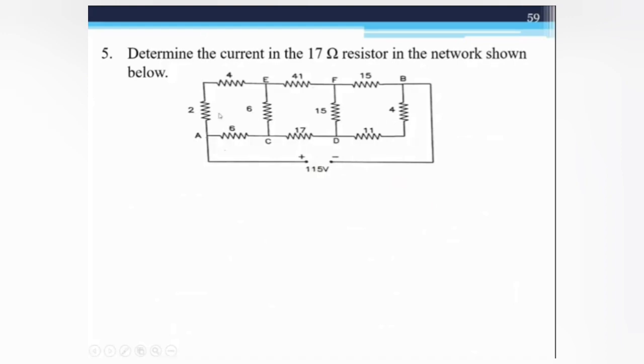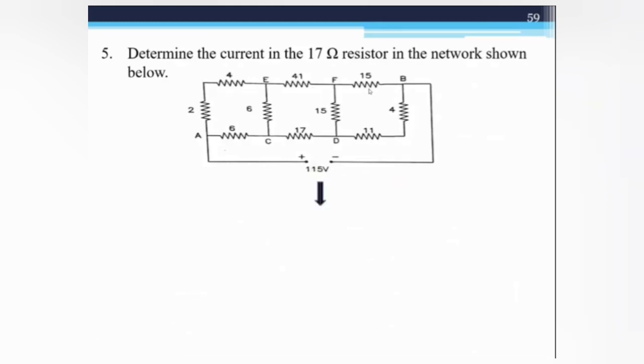Similarly, the resistance between A and E, because 4 ohm and 2 ohm are connected in series, the equivalent of that is 6 ohm. So we replace this one by 6 and this is 15. After replacing that, the A, E, C is in delta form. Similarly, D, F and B are also in delta. So we convert that delta into the star form.